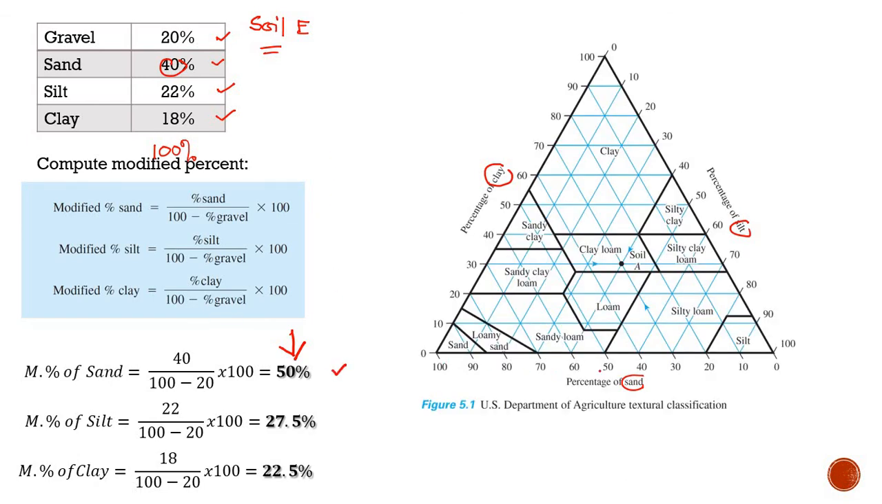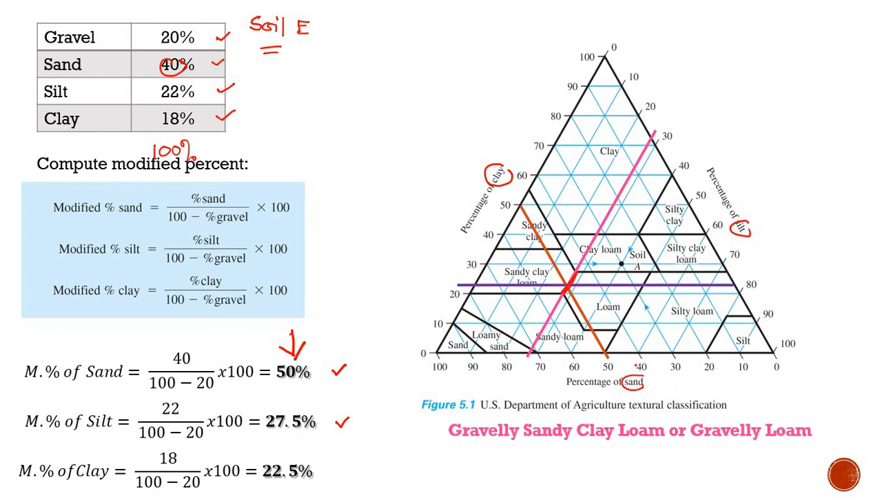So percent sand is 50%. Percent silt is 27.5. And then we have the percent clay, which is 22.5. Again, where the three lines intersect, that will be the classification of the soil. In our case, the three lines intersect on a boundary. Notice this one. This is a boundary between sandy clay loam and loam. Therefore, the classification of the soil is gravelly sandy clay loam or gravelly loam. Take note of the word gravelly. We add the word gravelly whenever the percentages of sand, silt, and clay are modified.